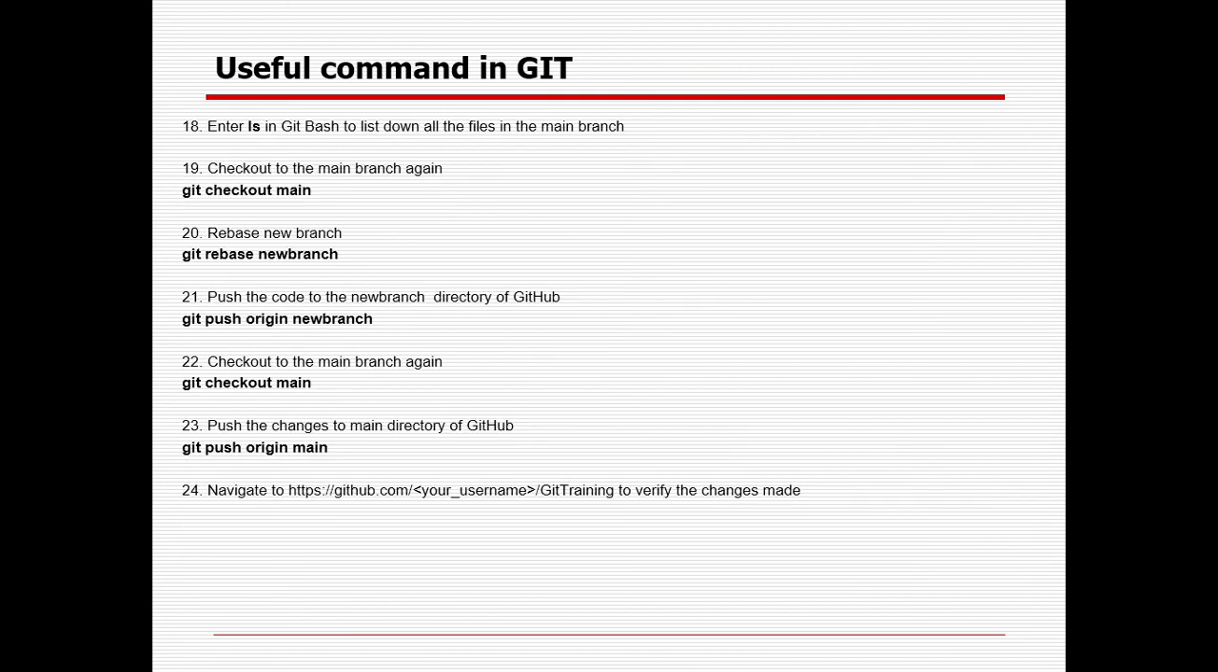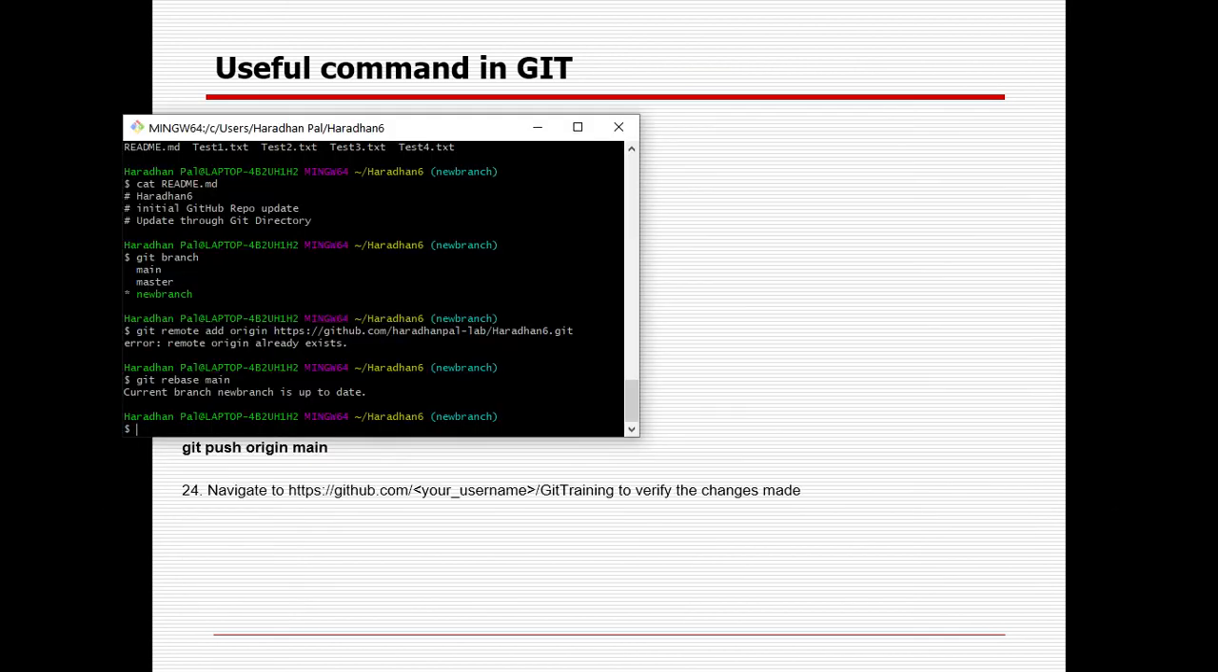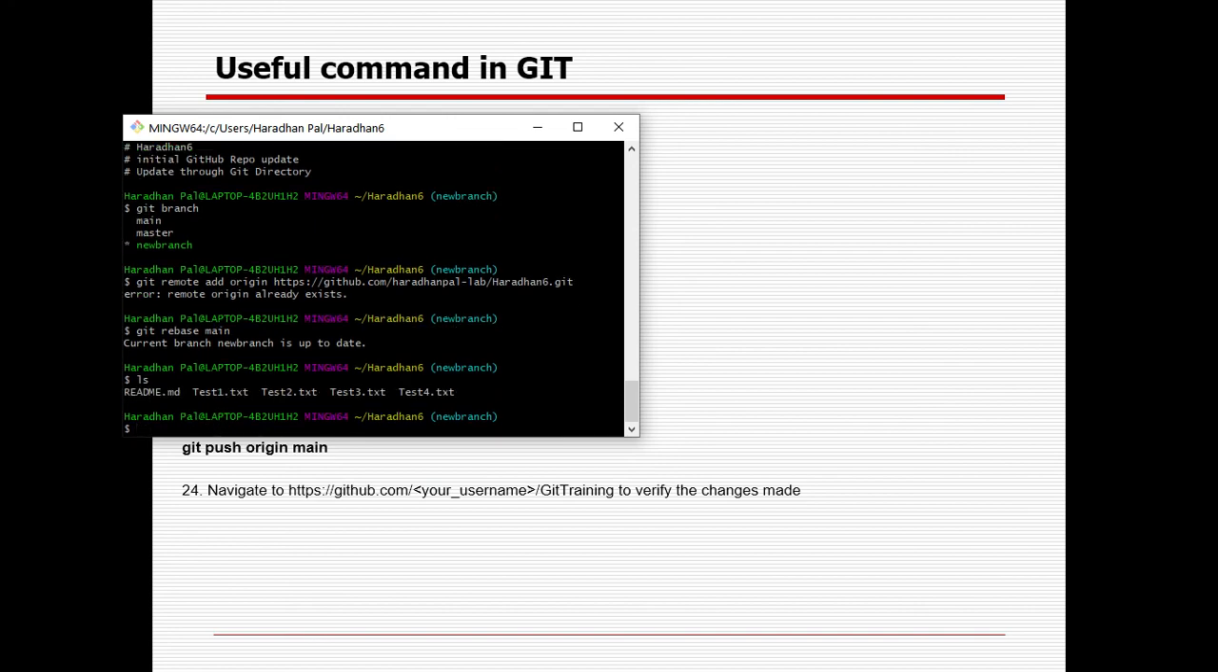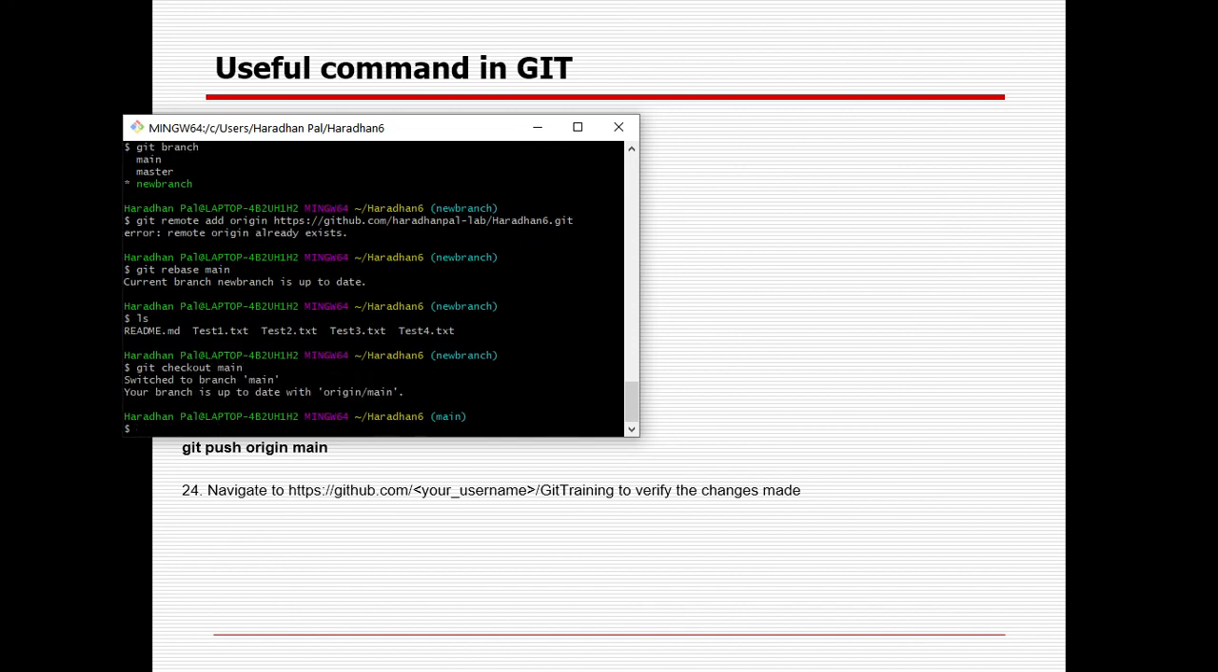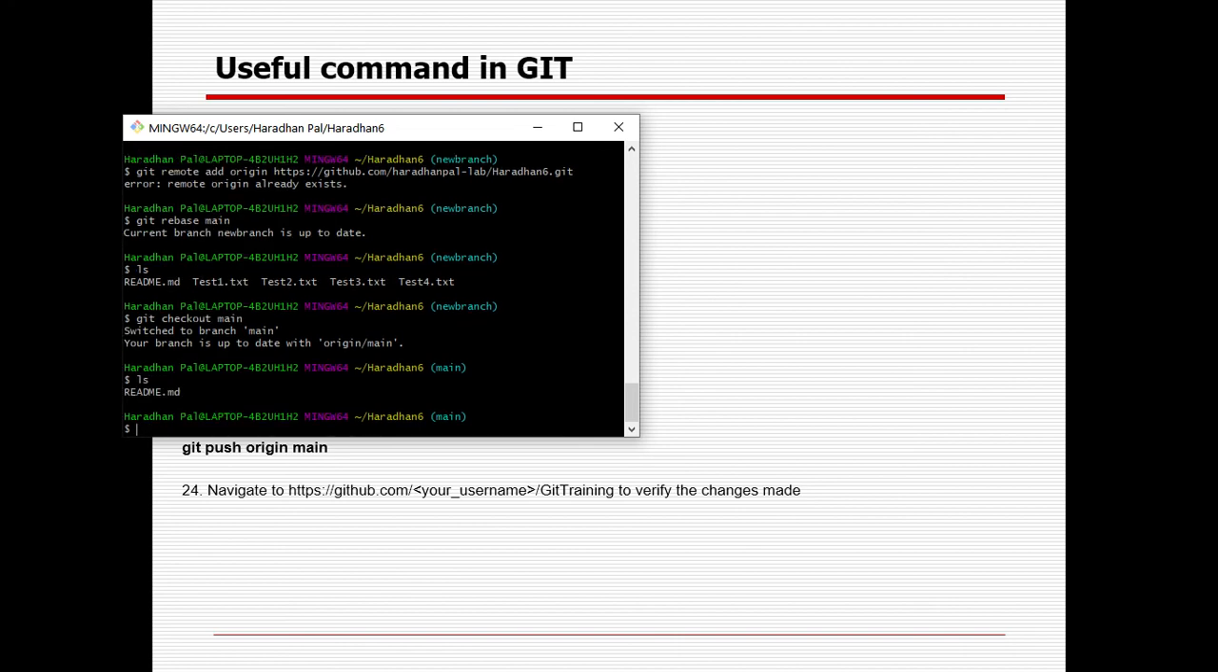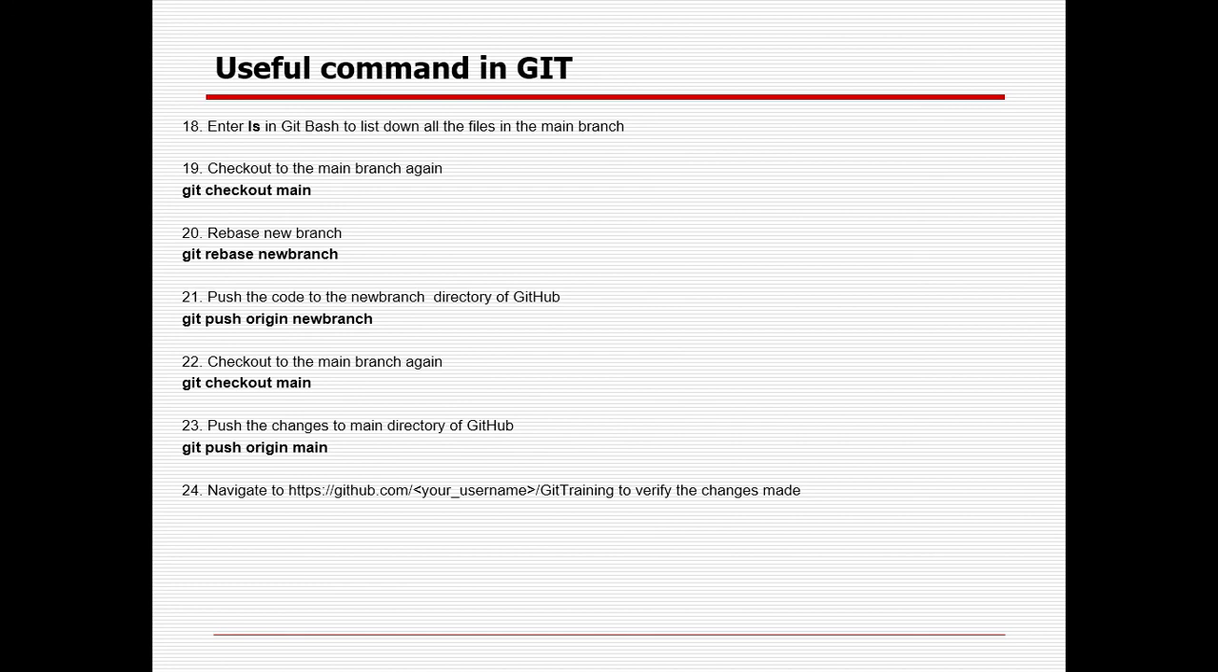And then if I want to see the list of files in my new branch, definitely all the files will be there. Now if I want to check out the main branch, git checkout main, it switches, and you can see the original main. Then if I check the list of files in my main branch, you can see it is still only readme.md.